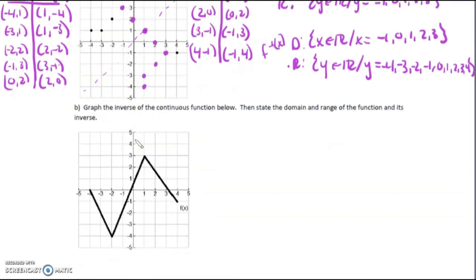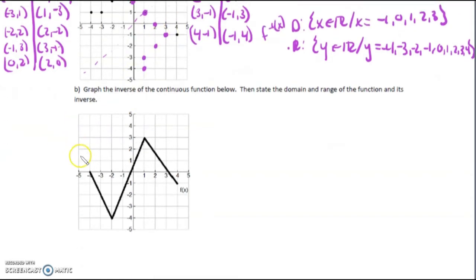Okay, graphing the inverse of a continuous function, a little bit different. So what I would do is I would mark down key points. So I mark down 2 endpoints and then 2 turnaround points. Okay, we don't have to do the ones in between here. So let's do the same thing. For f of x, we'll record the points, and then f inverse of x.